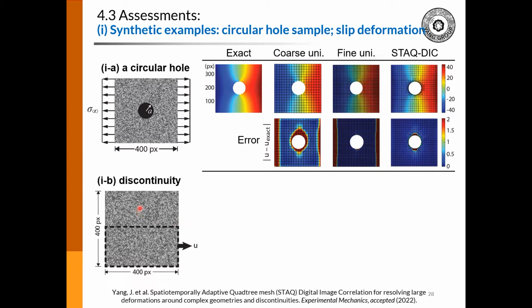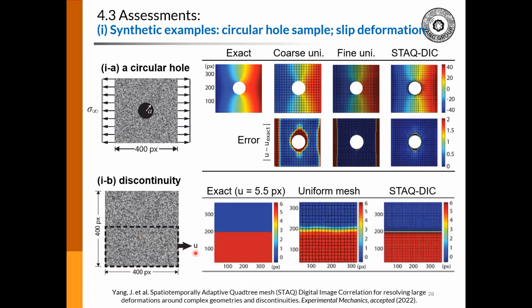Another example is the discontinuity. The specimen is rectangular, and I only shift the bottom part of this specimen by a rigid translation vector. So the exact deformation field is 0 on the top and 5.5 on the bottom, to the right. So U is 5.5 pixels, a uniform deformation for the bottom part.